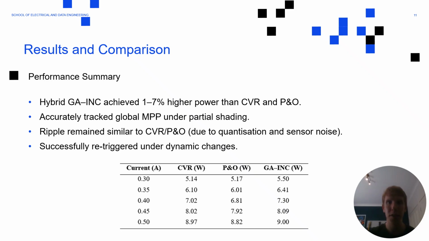Results showed consistently higher power draw using the hybrid GA-INC algorithm in contrast to the CVR and PNO algorithms, with the demonstrated ability to track the global maximum power point and re-trigger the GA algorithm under the defined conditions. Voltage ripple remained in the hybrid GA-INC algorithm with a comparable magnitude to that of the other algorithms.